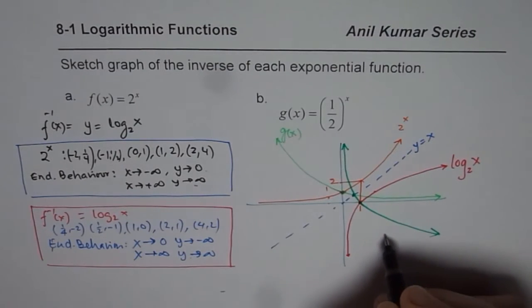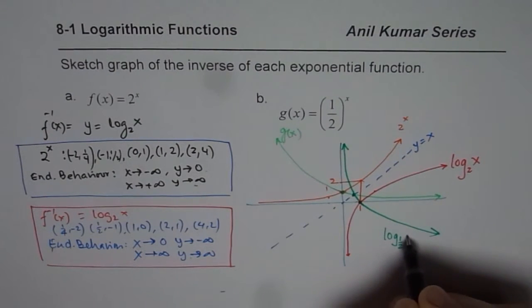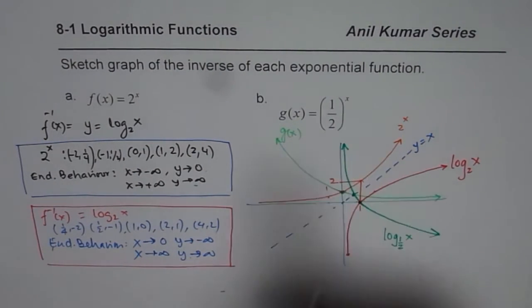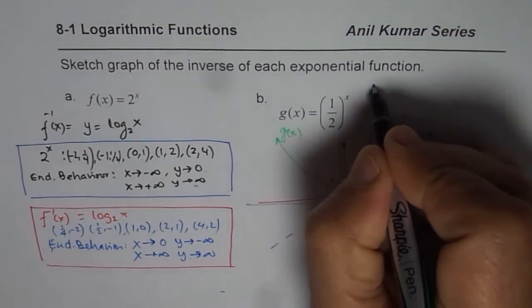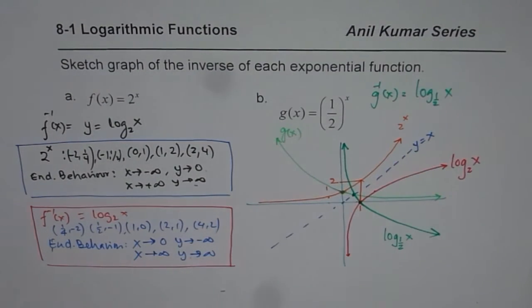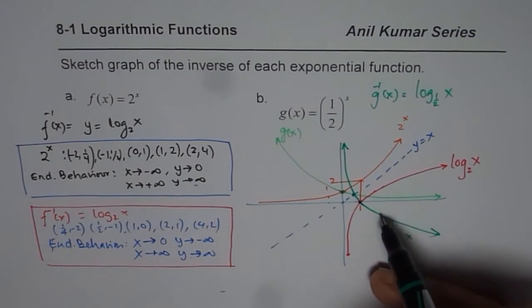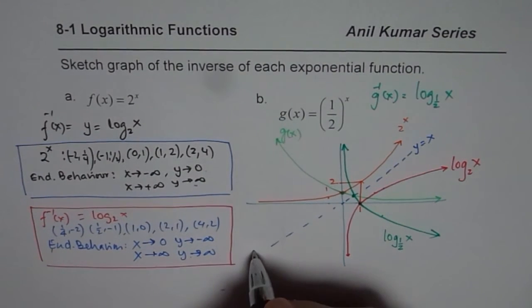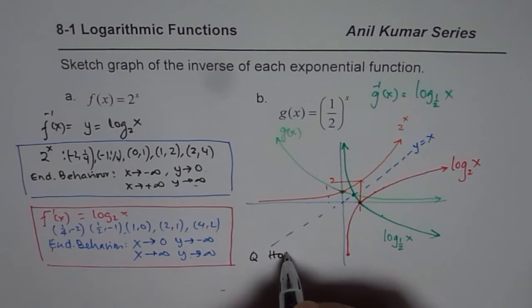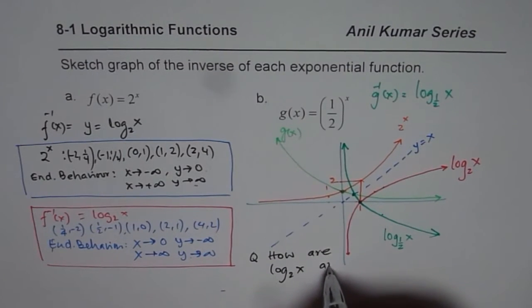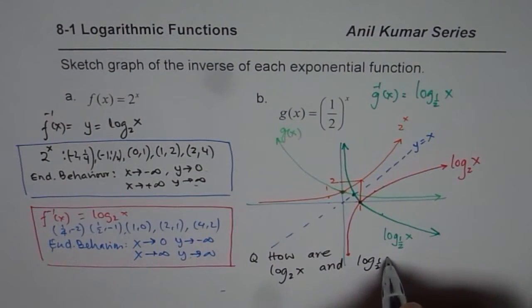And how can we write this? We could write this as log of half x. Do you see that? So log of half x is the inverse of half to the power of x. Do you understand? So what is g inverse of x? It is log of half x. Correct? Now, if you notice, these two graphs, they are related. Can you tell me what is the relation between these two graphs? And that is a question for you. So the question for you is, how are log of 2x and log of half x related?